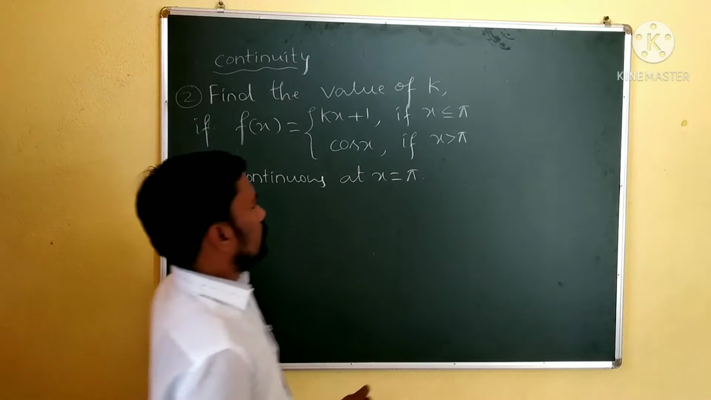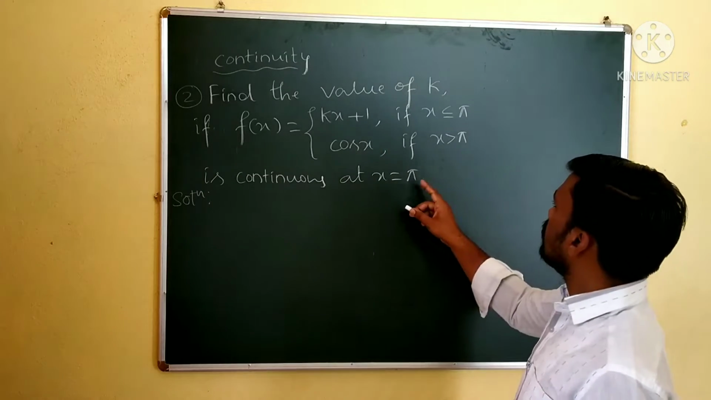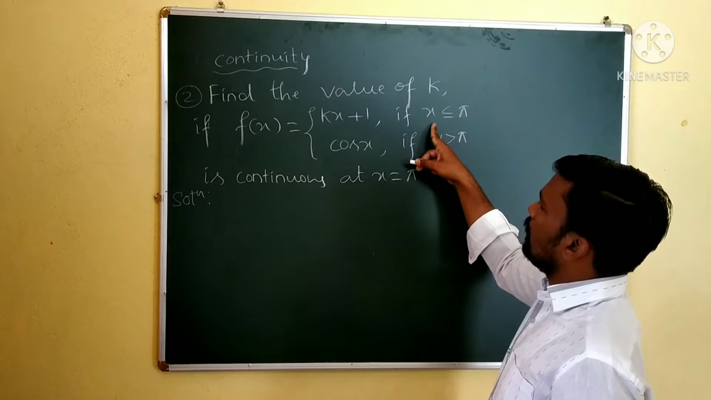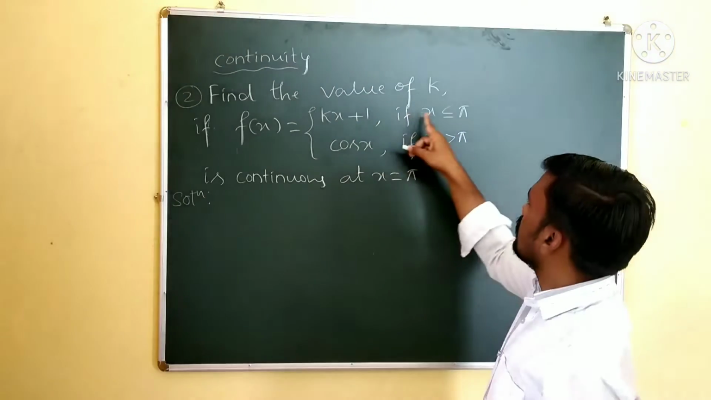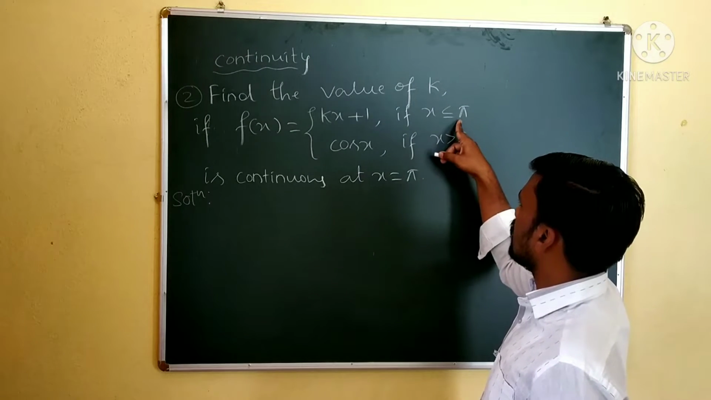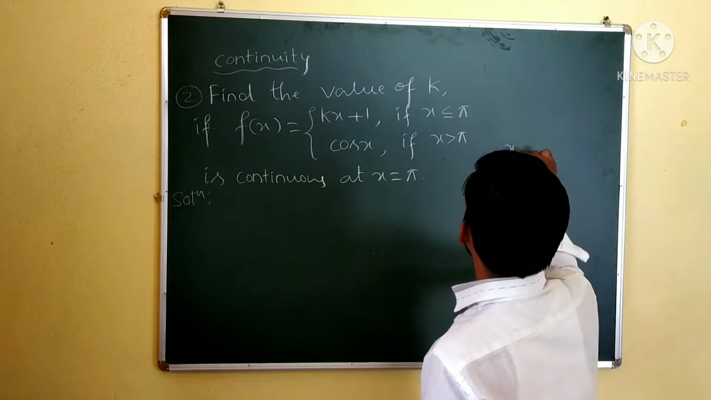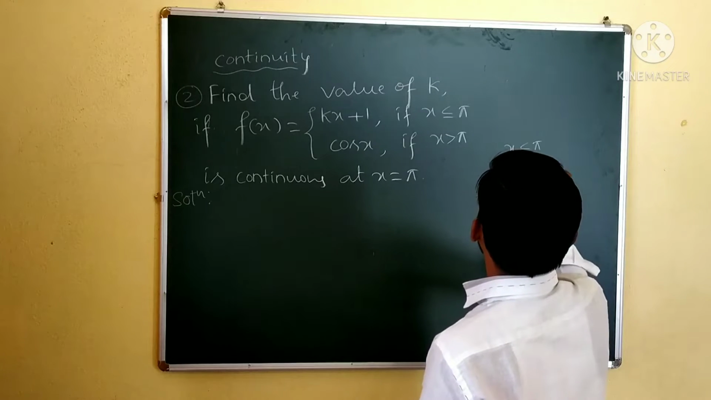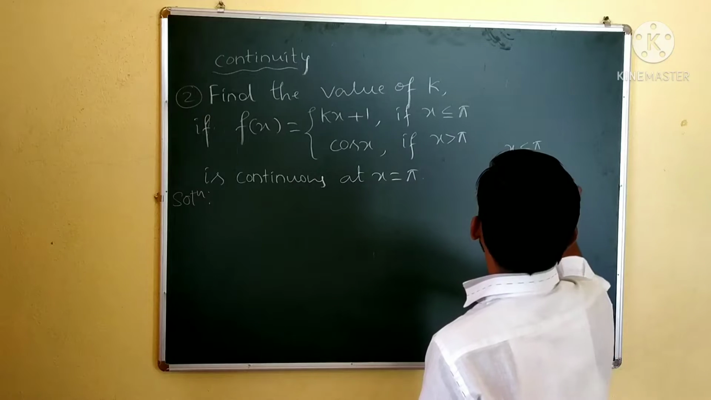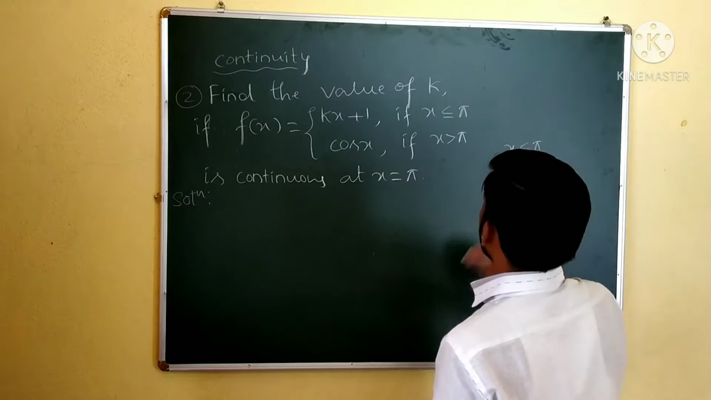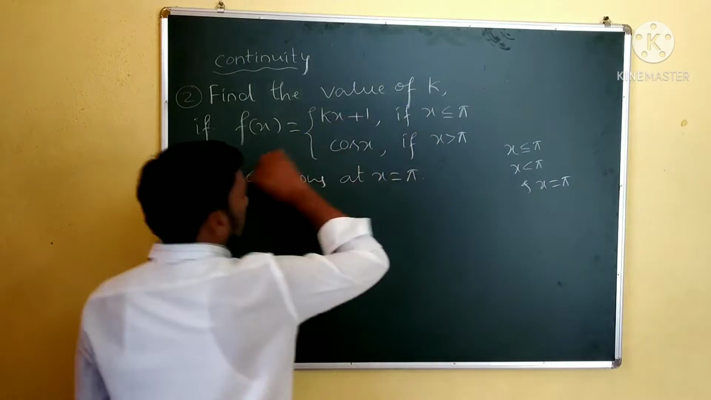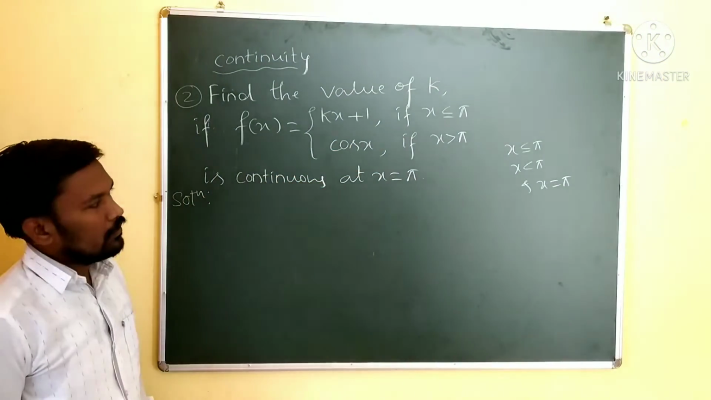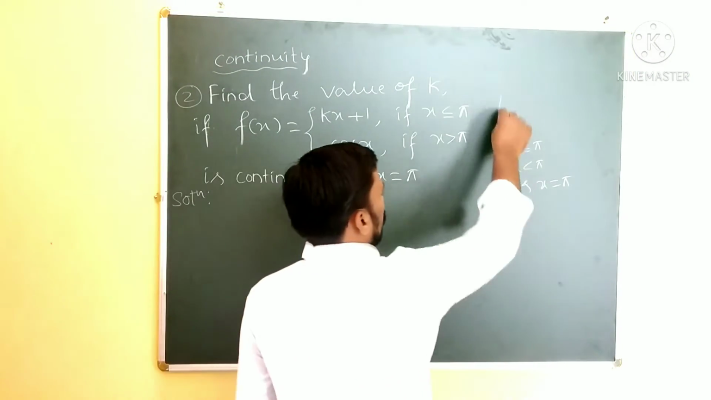For that, the value of the function is not given. Let us calculate the value of the function. The value of the function can be obtained from the first part, right? So x is less than or equal to pi. X is less than or equal to pi means x may be less than pi and x may be equal to pi. So this kx plus 1 is used to calculate both the left hand limit value as well as the value of the function.